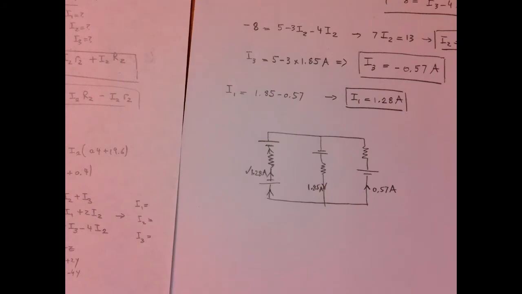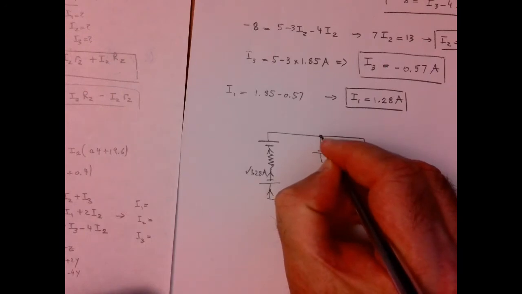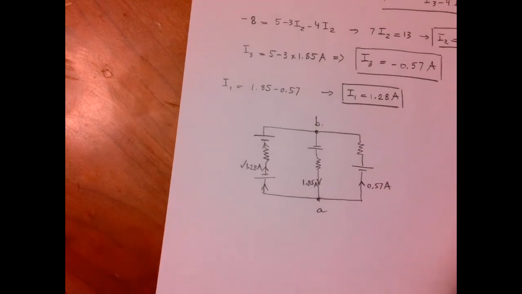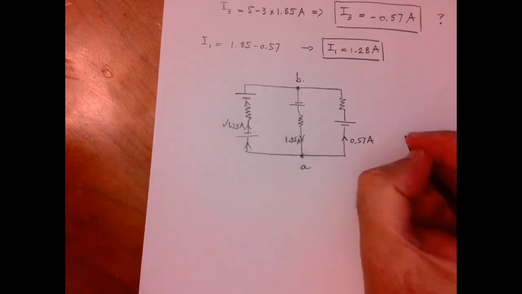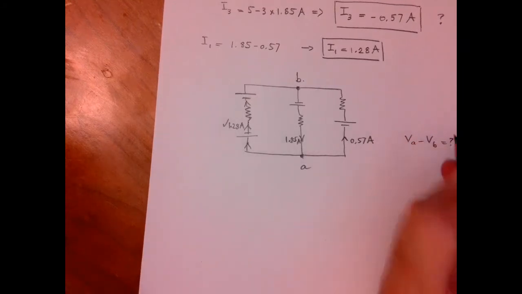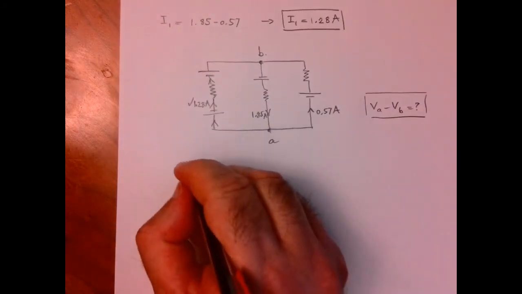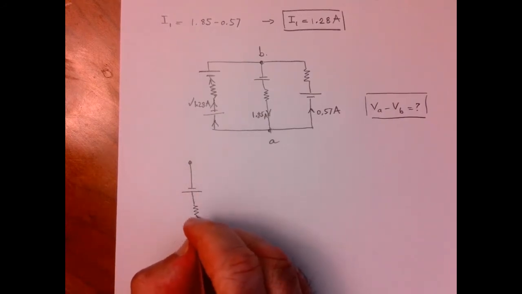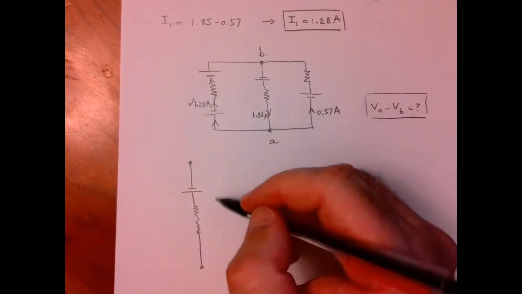And there is another question that they're asking us in this problem. They're asking us to find the potential difference between points A and B. So this is a very good exercise for us. They're asking what is the potential difference between points A and B. So let's just draw only that part of the circuit. I am going to take out the resistance as we saw in an earlier video.